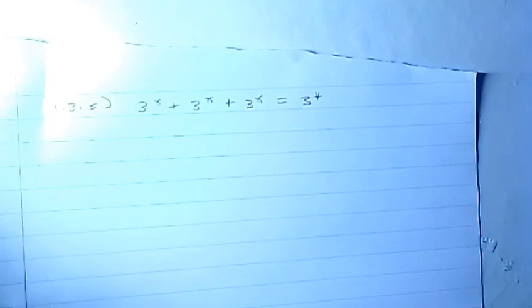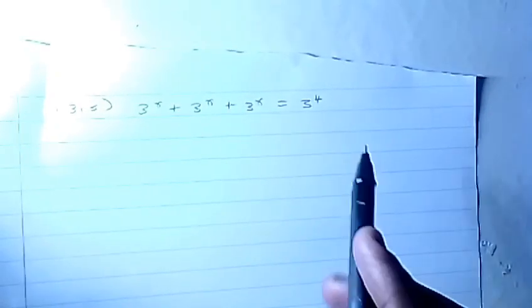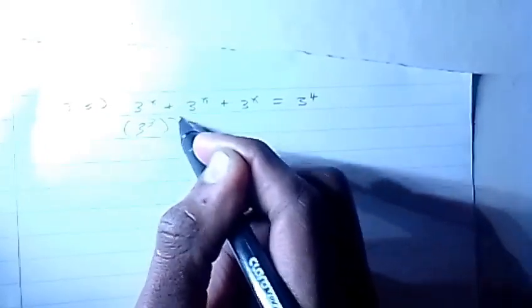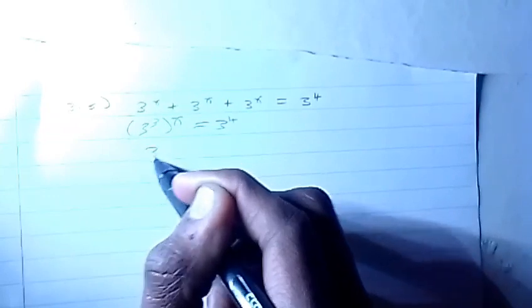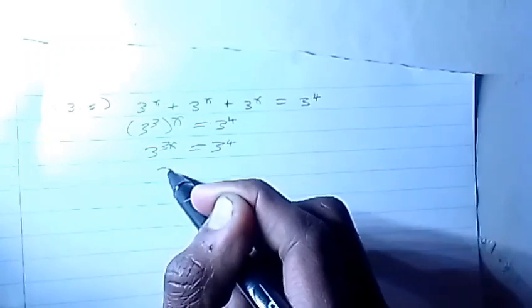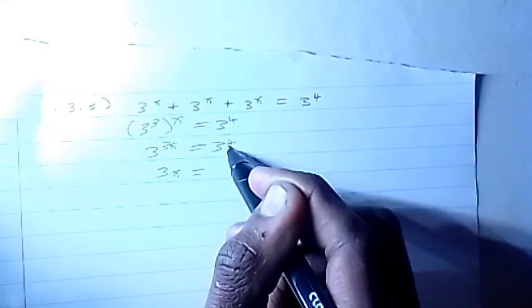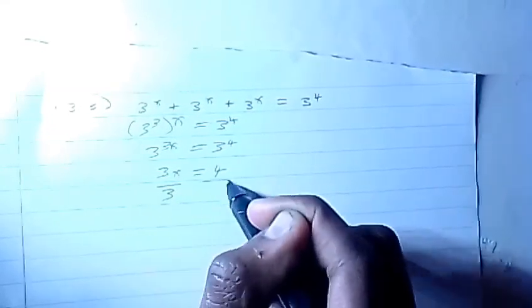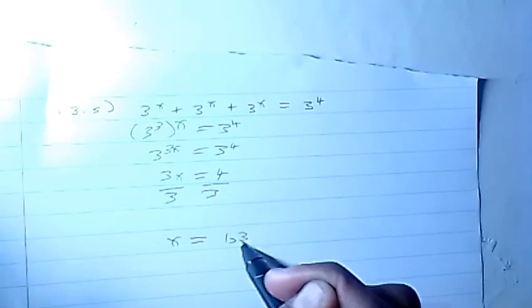So for our next question, we've got an exponential question. So we have 3^x plus 3^x plus 3^x equal to 3 to the power of 4. We're going to put this together, so it's going to give us 3 to the power of 3, since there are three 3's, times 3^x equals 3 to the power of 4. So it's going to be 3 to the power of 3x equals 3 to the power of 4. We take the 3x, put it here, and the 4. We divide by 3, divide by 3. Our x value here is 1.33.